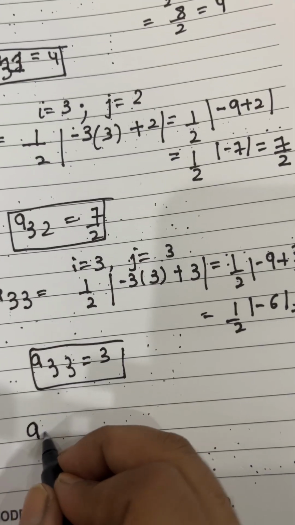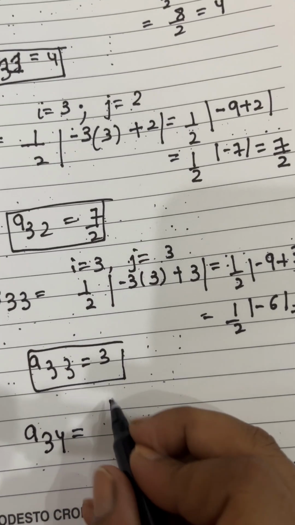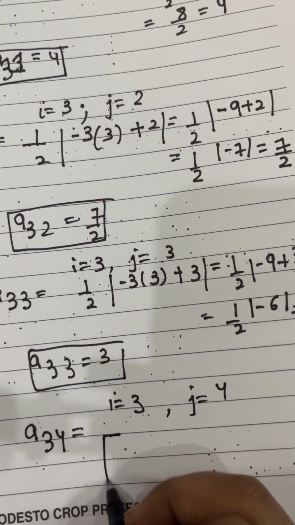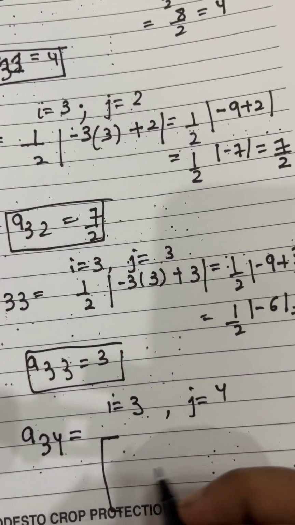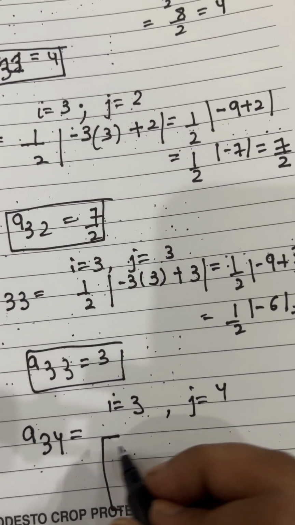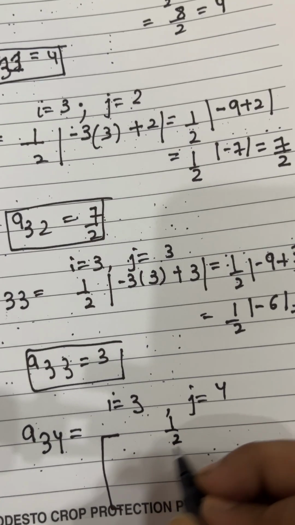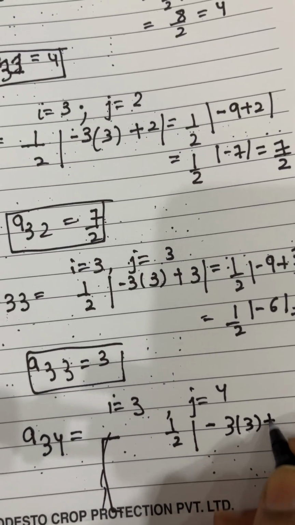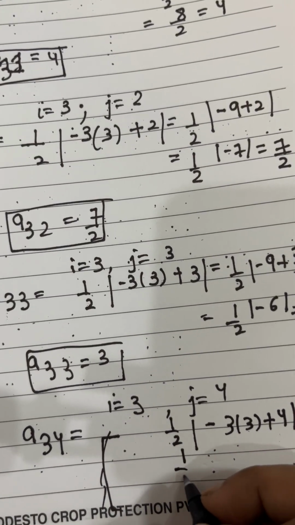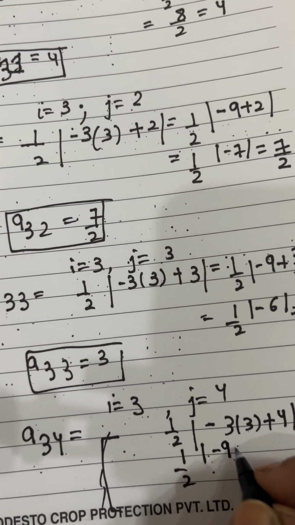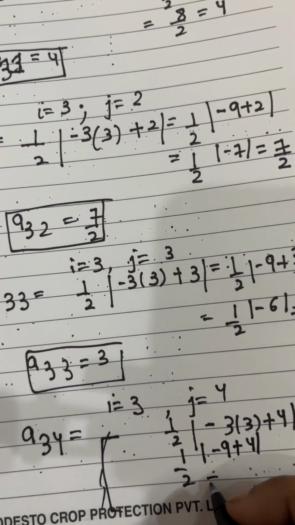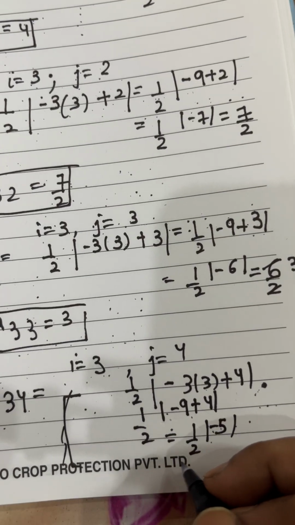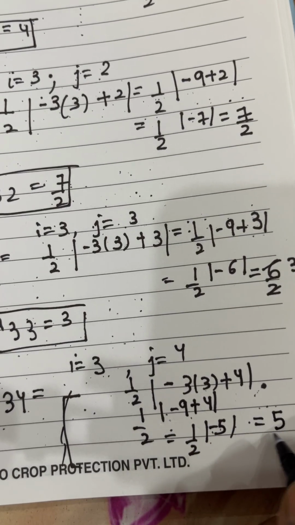Now A34. i is 3 and j is equal to 4. So minus 3 into 3 plus 4. It is 1 by 2 minus 9 plus 4, that is minus 5. When minus 5 comes outside, it will be positive. This is 5 by 2.